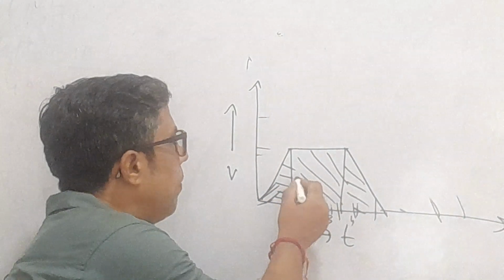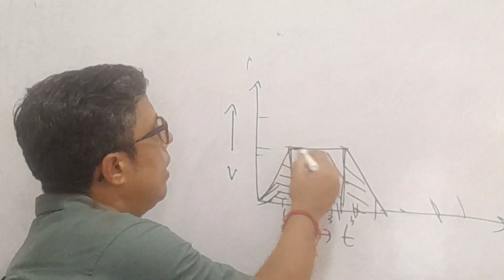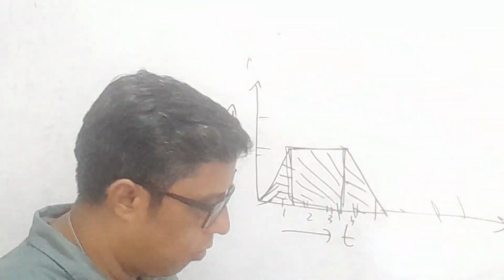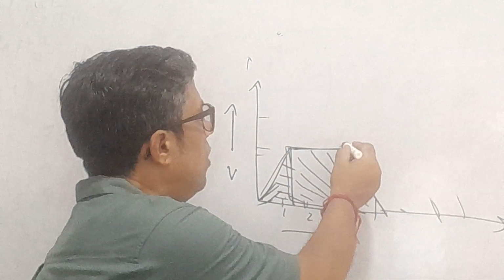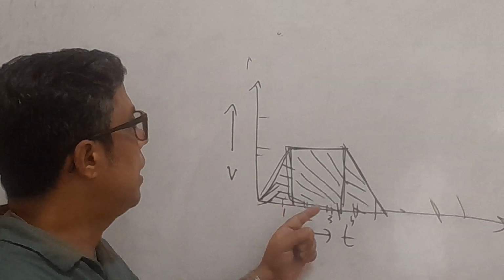During the calculation of area, you can take the help of geometry. This is a rectangle, right? And in this part, velocity is not changing. Velocity is not changing. Okay, and this part is accelerating motion, and this part is the retarding motion. So this graph is representing that.